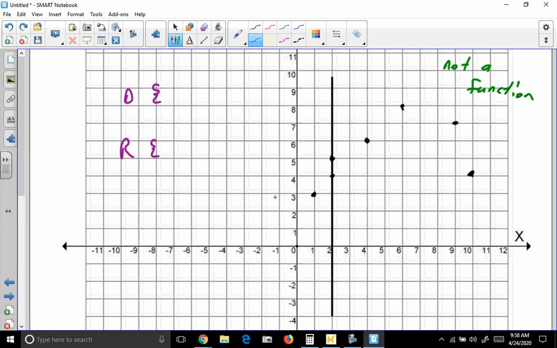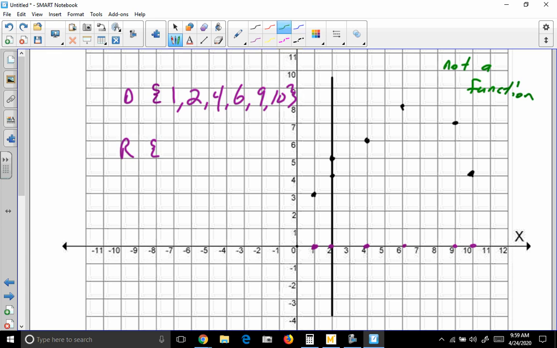So as we go from left to right, the first point has an x value of 1. The next points have an x value of 2. The next point we come to has an x value of 4. The next point we come to has an x value of 6. Then 9, then 10. So we have points at this x value, this one, this one, this one, this one, and that one. So those are the x values that have points.